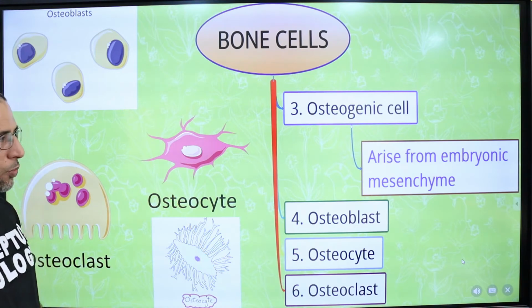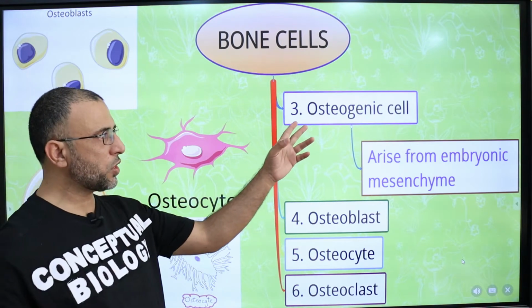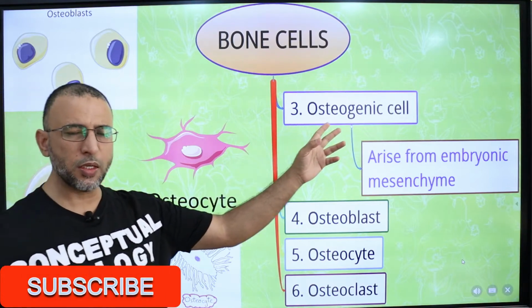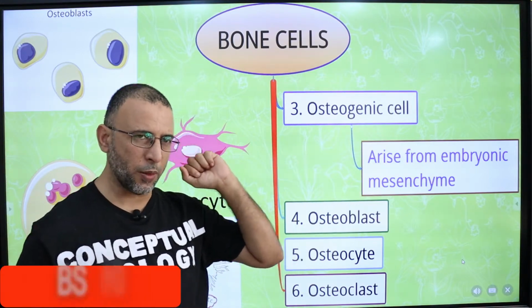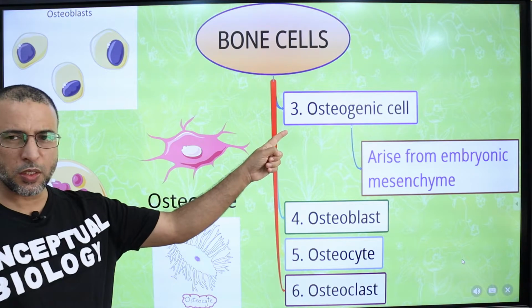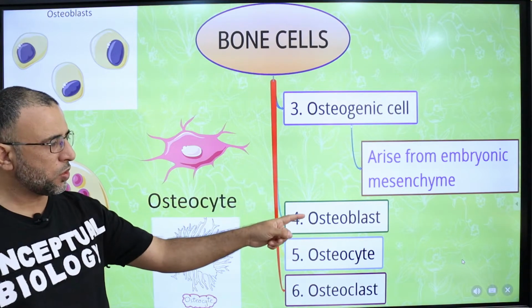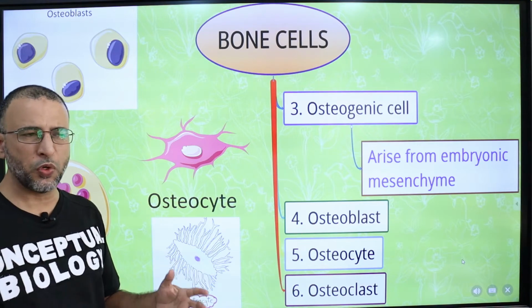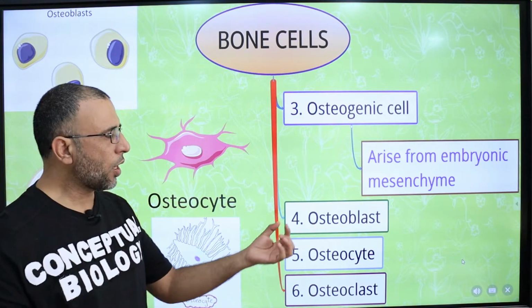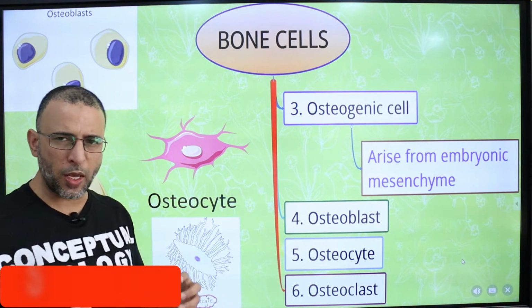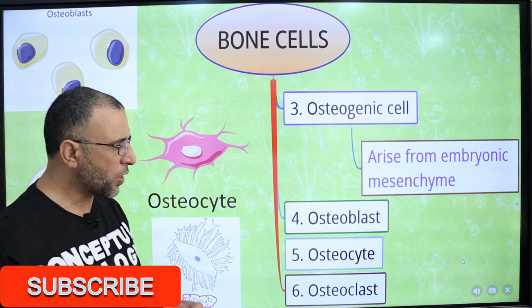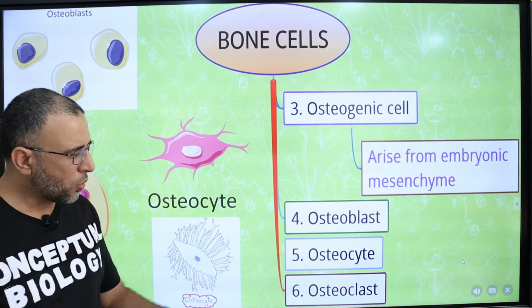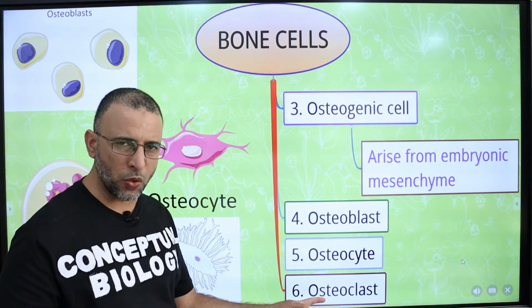There are 4 types of bone cells, that is osteogenic cells, which are stem cells, and these stem cells arise from embryonic mesenchyme. Osteogenic cells divide by mitosis to give rise to osteoblasts, which are bone forming cells that produce the bone matrix. When an osteoblast is trapped in the bone matrix, it differentiates into osteocytes, which are living bone cells, and osteoclasts are bone dissolving cells.